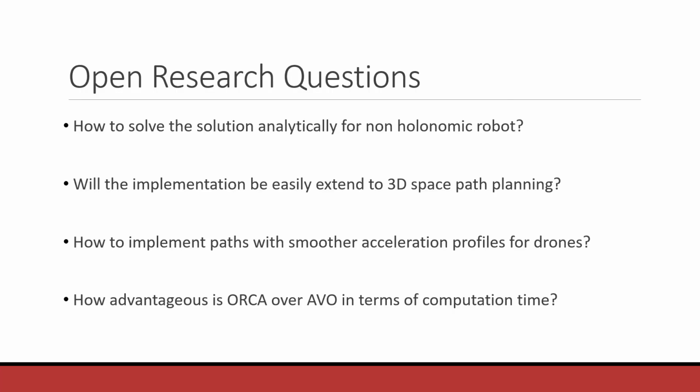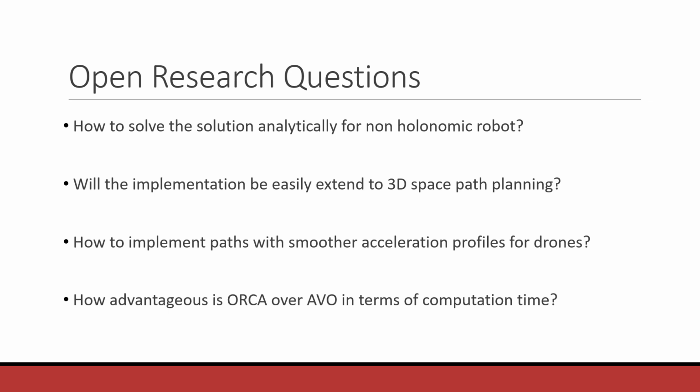So having understood these four papers, let's try to understand the different research questions we have in mind. First one being, for non-holonomic robots, they have all considered the solution to be numerical. So it's all iterative methods. So is it possible to solve it analytically? And if yes, then that would be really helpful. Also, will the implementation be easily extendable to a 3D space path planning problem that is considering the manipulation scenario?